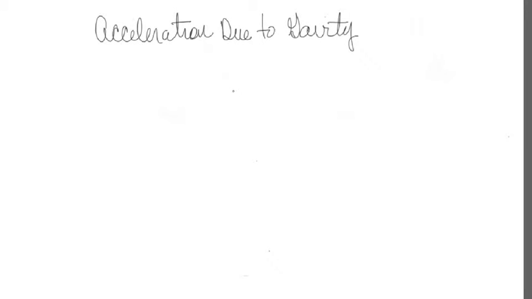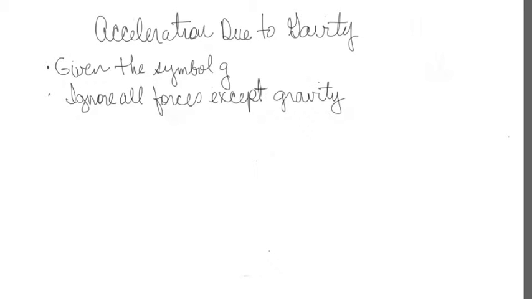Welcome to the acceleration due to gravity, and as the title implies, we're going to look at the acceleration of a body when it's being acted upon by gravity. Now, the acceleration due to gravity is given the symbol g, little g, and when we're talking about this, we're going to ignore all forces acting on the body except gravity.